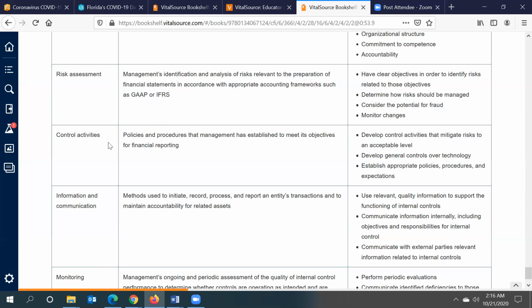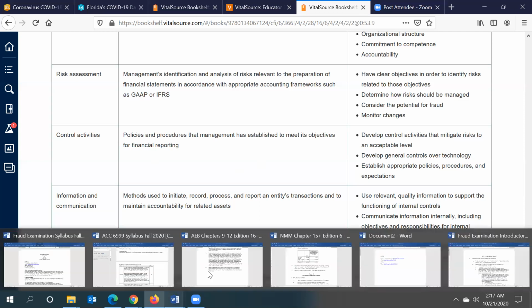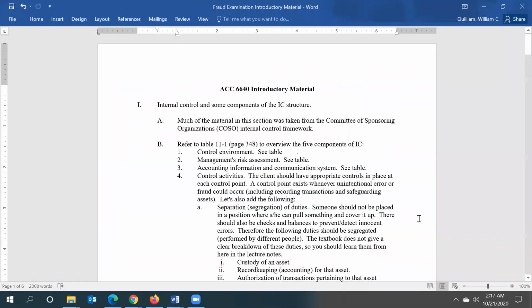Now, let me come to control activities. I will elaborate on these in the notes. So policies and procedures management established to meet its objectives for financial reporting. And again, I'm going to elaborate on those things. Probably better off just to go straight to the notes here. So coming back here to the notes, number 4, as I have on my handout, control activities.